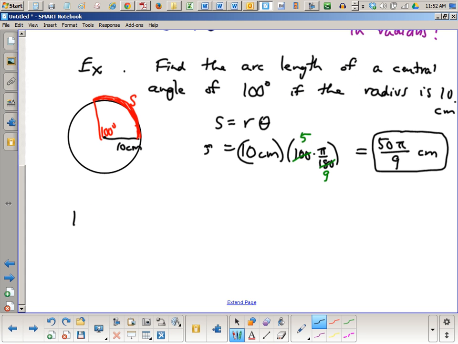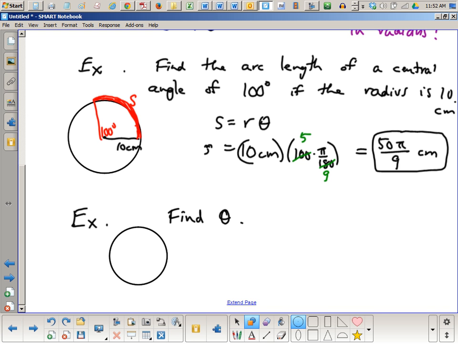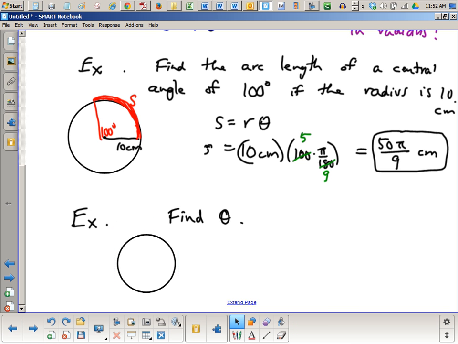Okay, let's try a different one. Let's say that I told you find theta. So this is a little bit different. Use the same formula, but this time it's theta that's unknown. So let's say you're given the radius was 10, and let's say that the arc length was 24. You're trying to find this angle here in the middle. See?